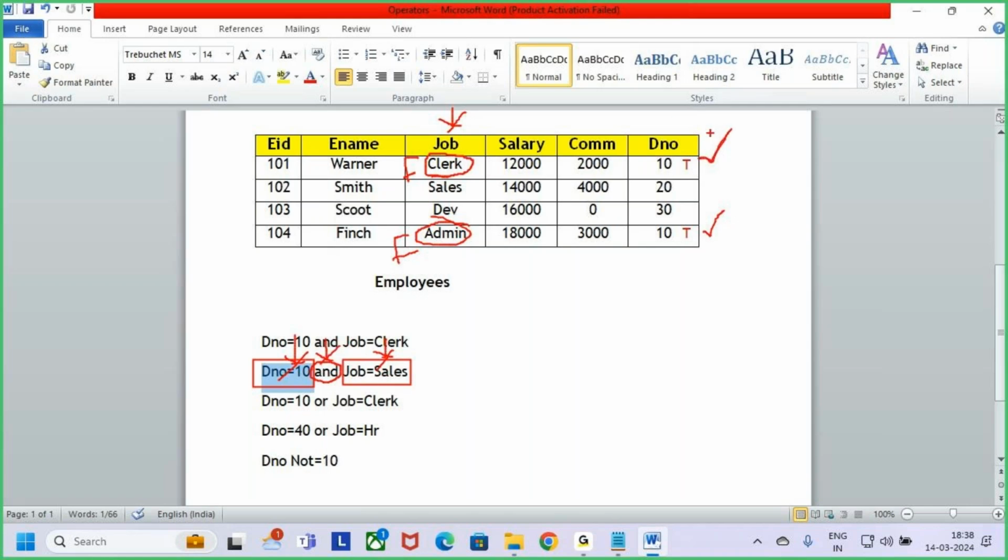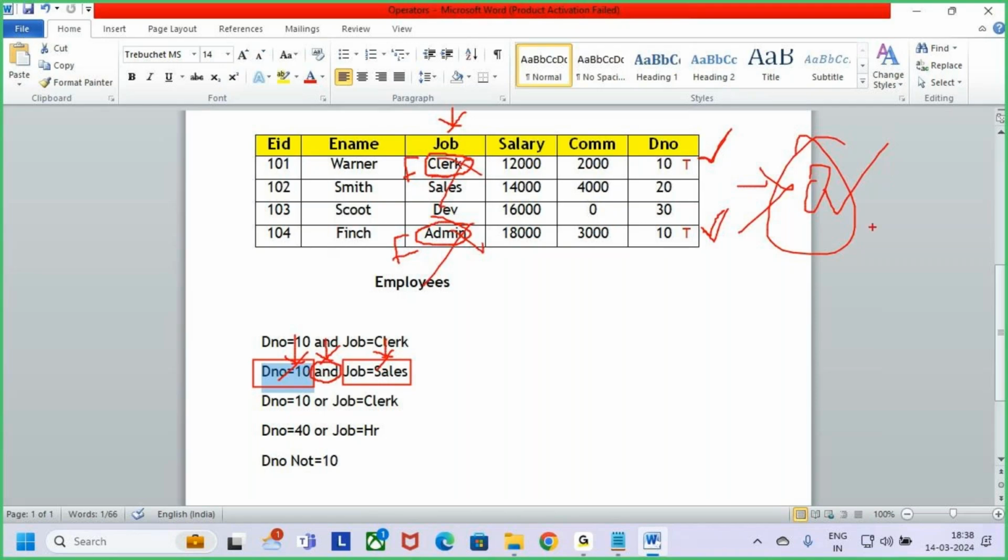Here one condition is true, one condition is false. Here also one condition is true, one condition is false. Then how many rows will we get in the output? 0 rows. Correct. Zero. So we don't get any data in the output. Why? Here there are 2 employees working in the department, but the employees are not working as salesmen. One employee is working as a clerk, one employee is working as what?